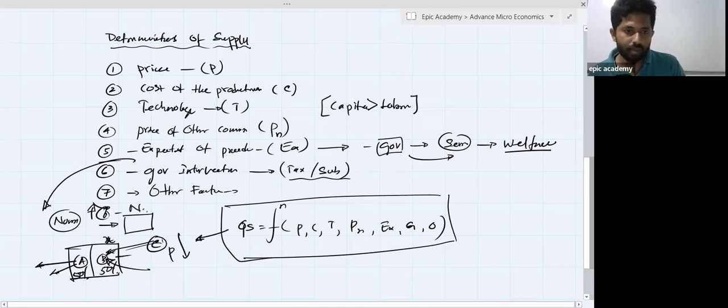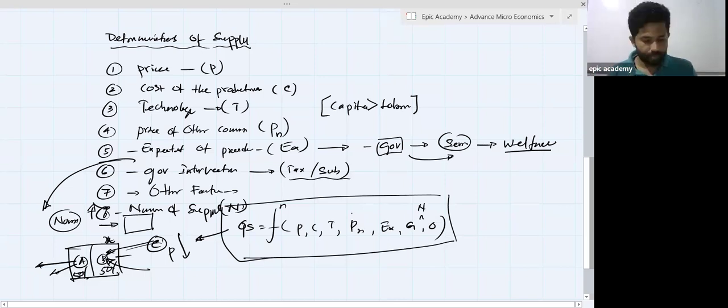Number of suppliers, N. Just include N also here. Then okay. Right.